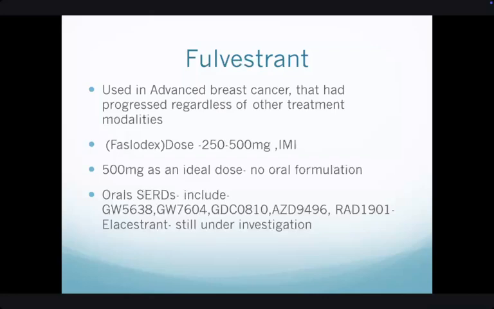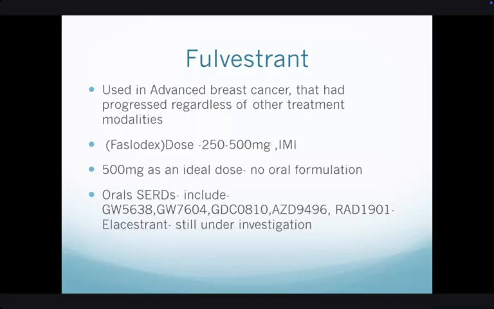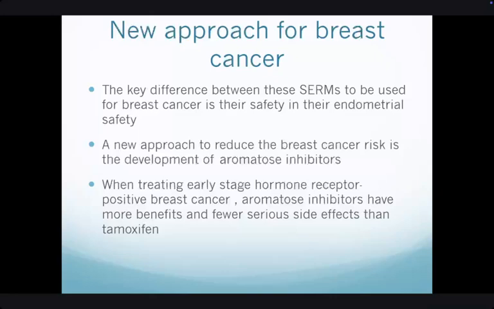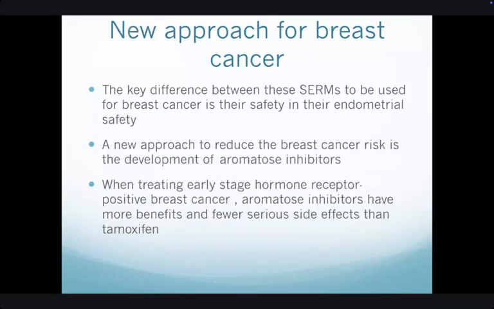So this is the trade name, and the dose is 250 to 500 milligrams IM. 500 milligrams is the ideal dose according to a few trials that were done to evaluate whether a smaller dose, which is 250, is as effective as 500. Currently, there's no oral formulation. And these are other SERDs that are currently under investigation.